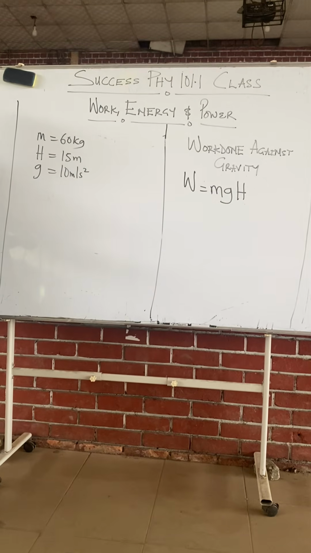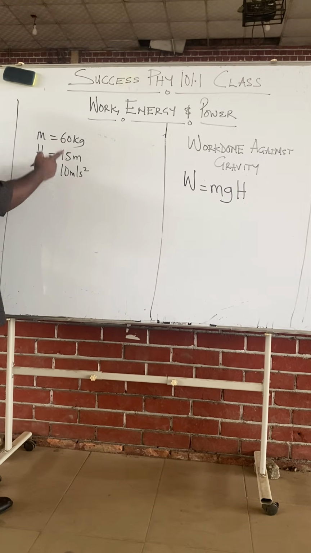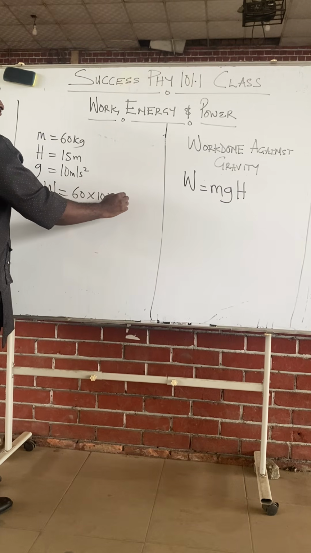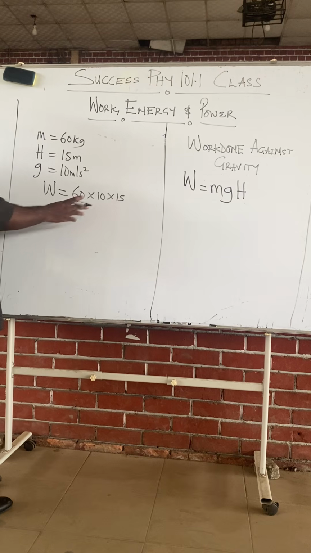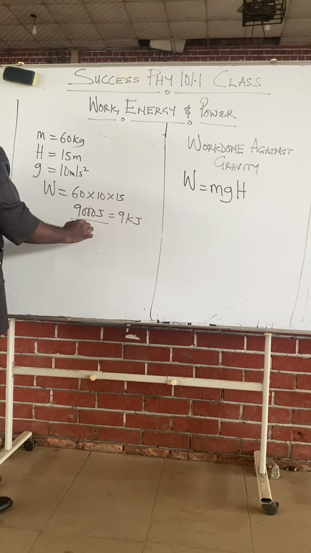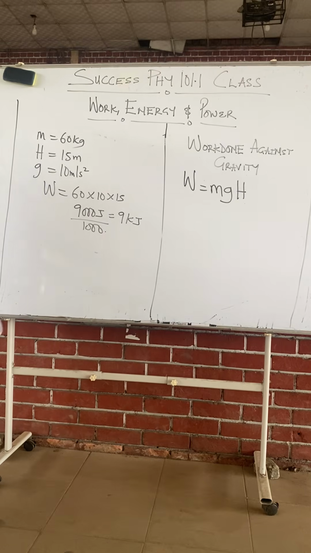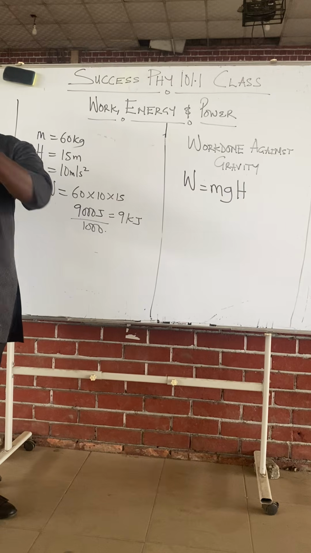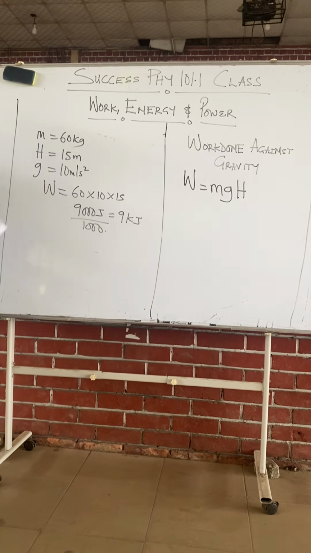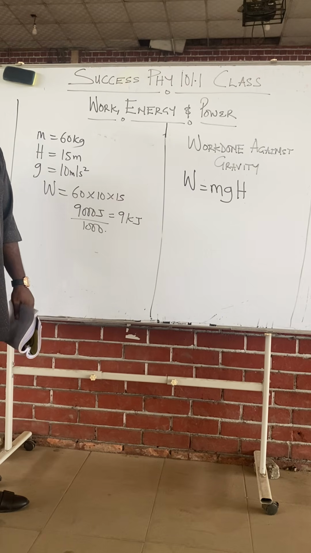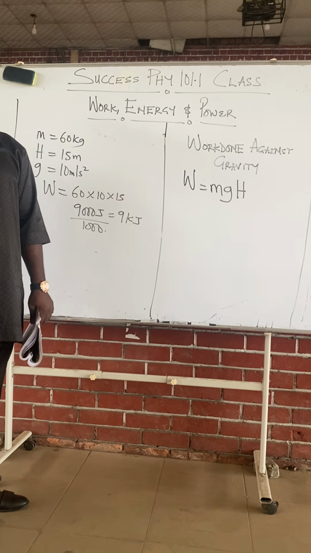Class, it is obvious, right? Work done against gravity is mgh. 60 times 10 is 600. 600 times 15 is 9,000 joules. From joules to kilojoules, divide by 1,000. You have 9 kilojoules. Acceleration due to gravity is a constant, 10 meters per second squared.